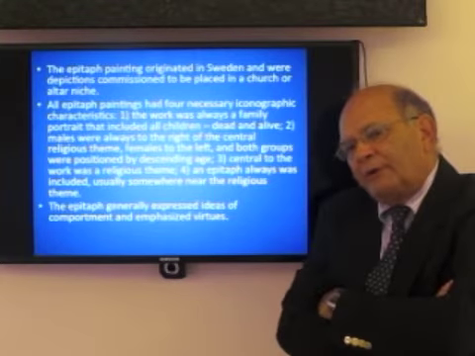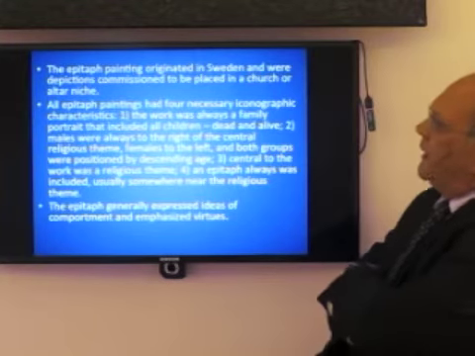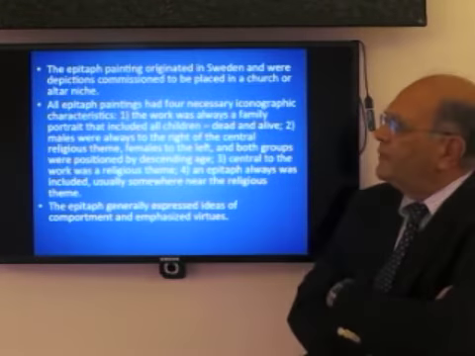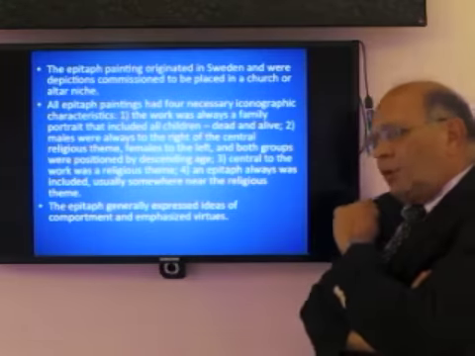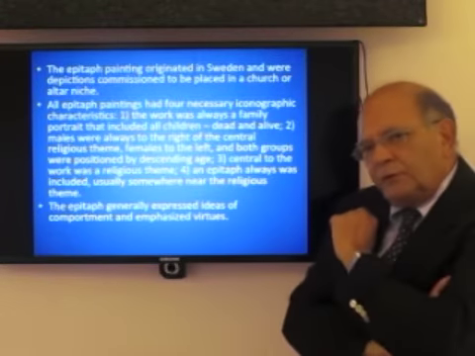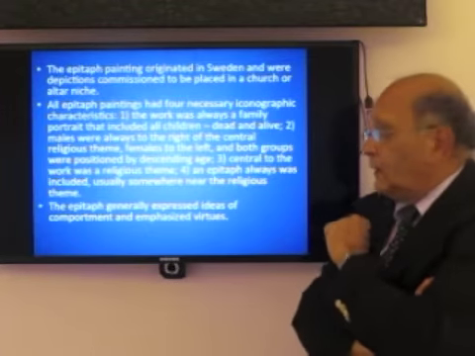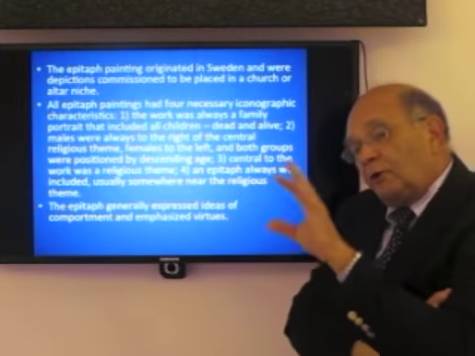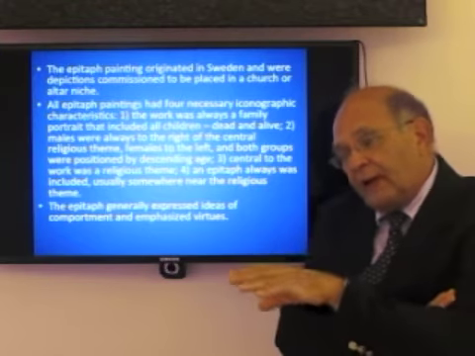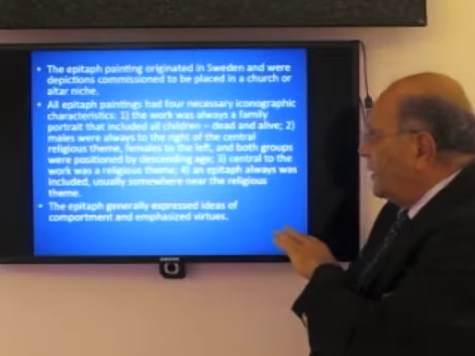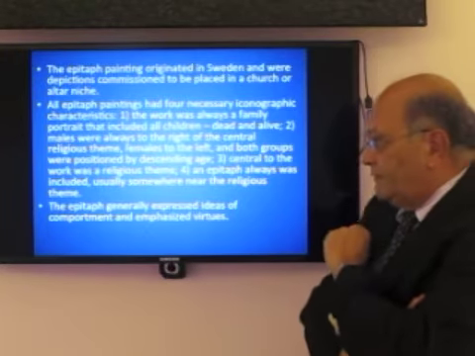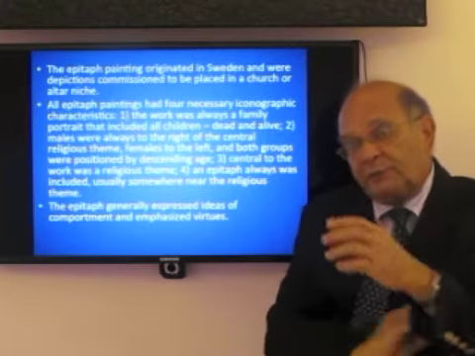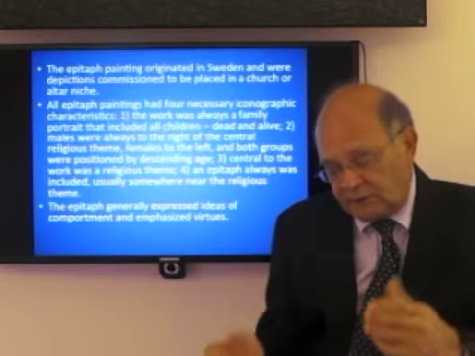And when you come to an epitaph painting, look at the characteristics, and there are 4 of them. One, the work always is a family portrait, and it always includes the children, both the children who have died and the children who are still alive. The males are always to the right, grouped chronologically, as are the women to the left. There's always a central religious theme, and of course there's an epitaph. And the epitaph in general expresses morals of comportment and idealization.